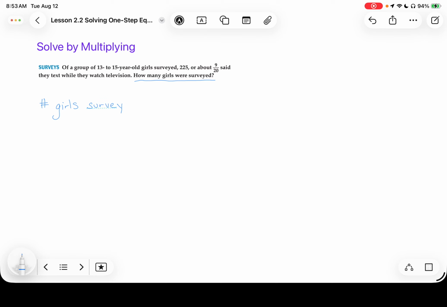And why don't we use the letter G for that variable, just because that'll remind us that it's G for girls. Okay, so G is going to be the number of girls surveyed. And so before we can figure out how many girls were surveyed, we need to write an equation. So there were 225 of them total that were surveyed, and it says that is 9/20ths of the total.